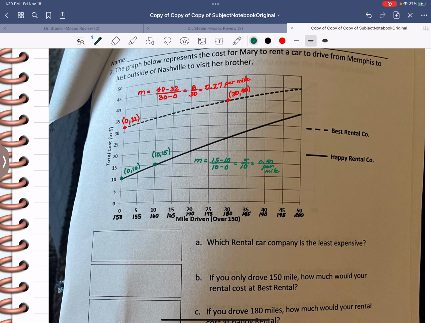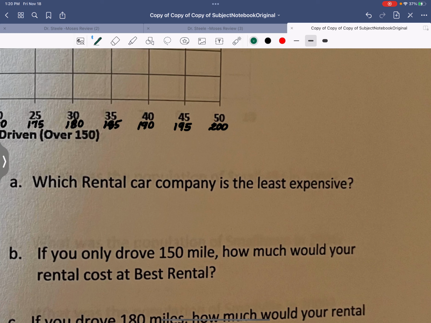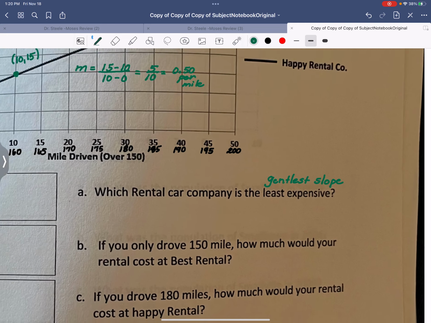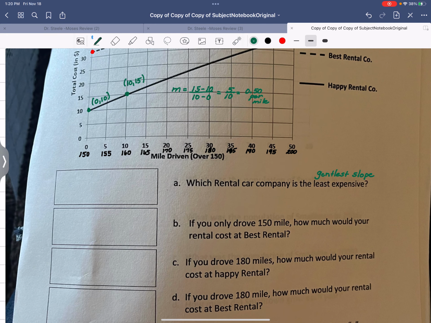So which rental company is the least expensive? Which one of the companies has the gentlest slope? I didn't even have to work this to know the answer to that, but I wanted to remind you how to find slope. It's going to be the Best Rental Company, because 27 cents a mile is cheaper than 50 cents a mile.